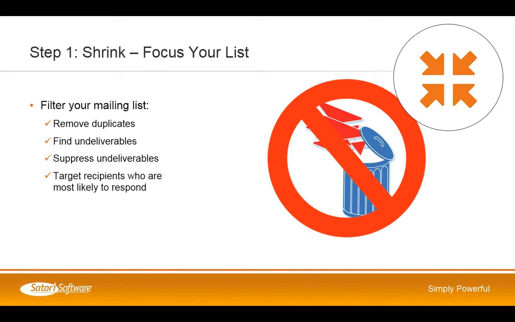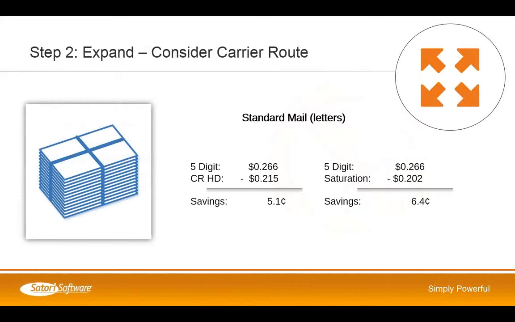So we could probably spend an entire webinar on this slide, so I don't want to go too far into it. But basically, being able to get the full picture of all the mailing that you have in your list, all the recipients on your list, and then filtering out those people who are less likely to respond. So shrinking down, focusing really on those people who are going to be the best targets for your message.